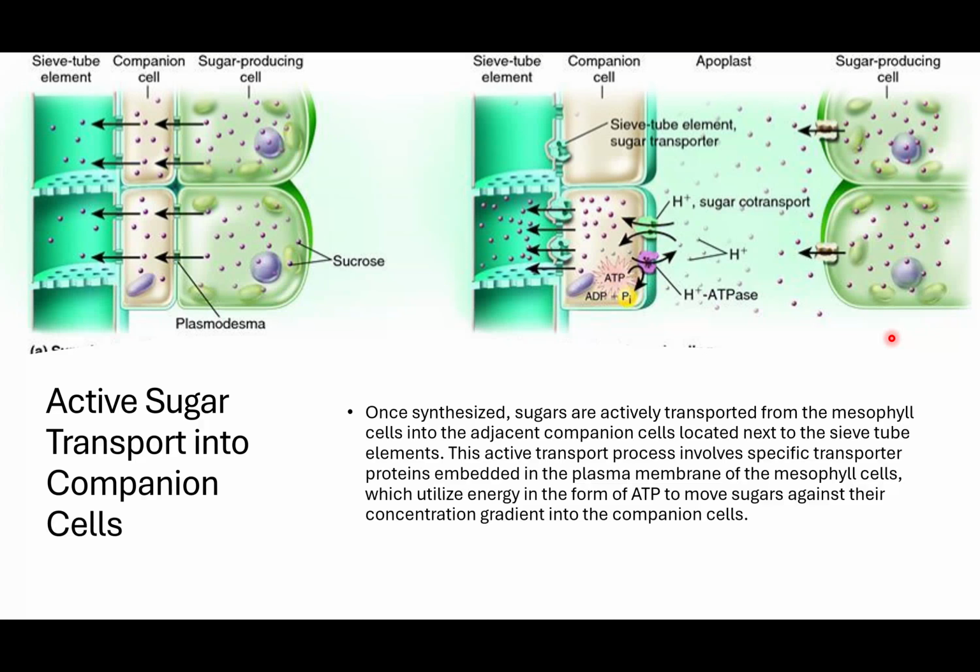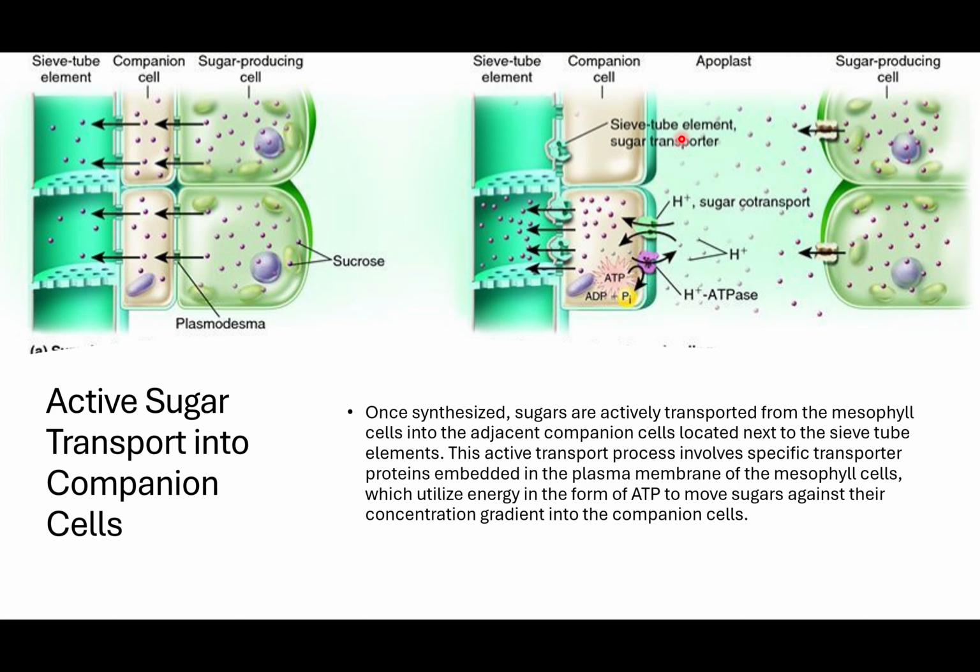What's gonna happen here now? Active sugar transport into the companion cells now. Once synthesized, sugars will be actively transported from the mesophyll cells into adjacent companion cells located next to the sieve tube elements. Remember, there's a vascular bundle in the leaves. So the sugars will be moving towards the vascular bundle. So the active transport process involves specific transporter proteins embedded in the plasma membrane of the mesophyll cells, and utilizes ATP to move the sugars against their concentration gradient. So they're moving across that gradient there, against that gradient there.